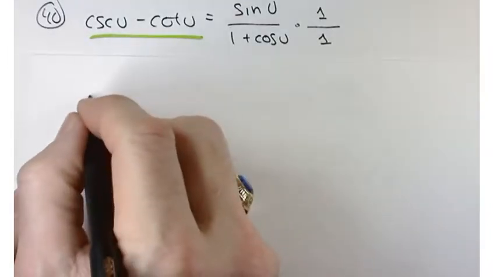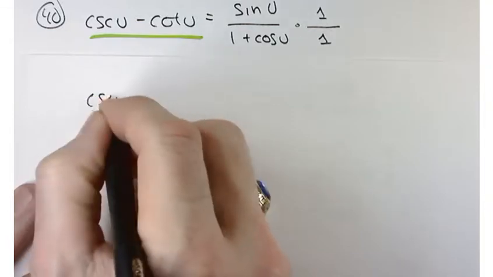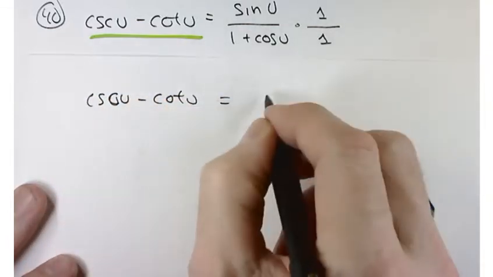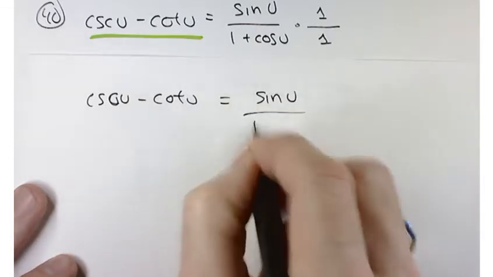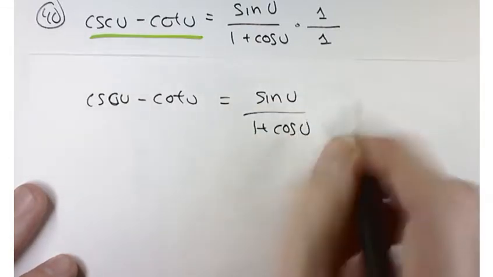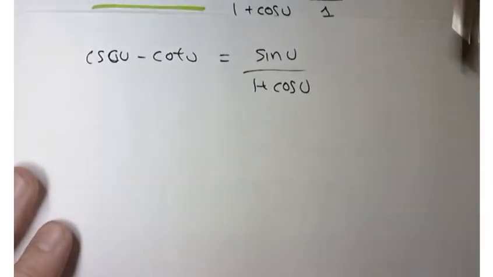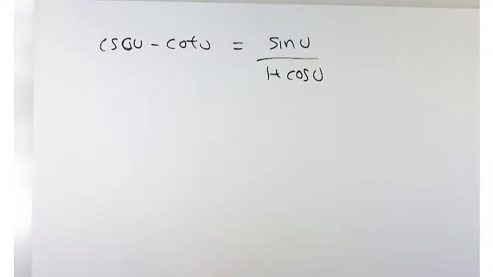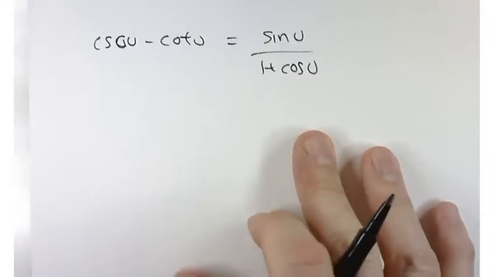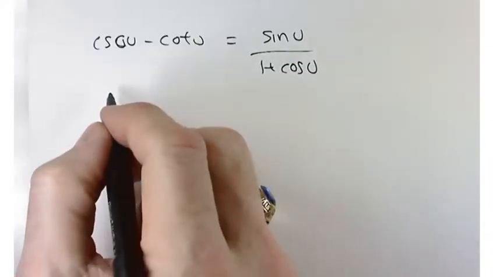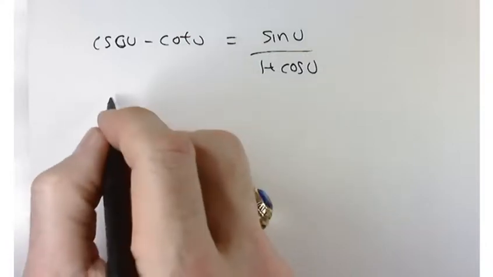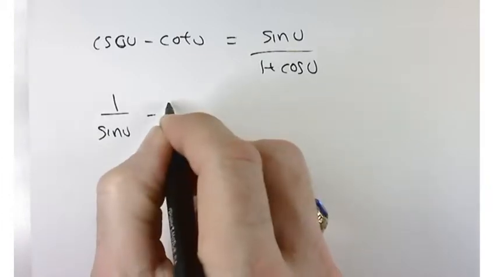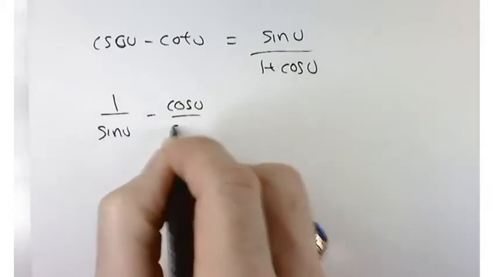Let's take a look at cosecant of u minus cotangent of u equals sine of u over 1 plus cosine of u. Suppose you chose the left-hand side to start with. You're like, nah, I always did these things on the left-hand side. That's fine. I guess what I would start with first is writing everything in terms of sines and cosines. So that would be 1 over sine of u minus cosine of u over sine of u.